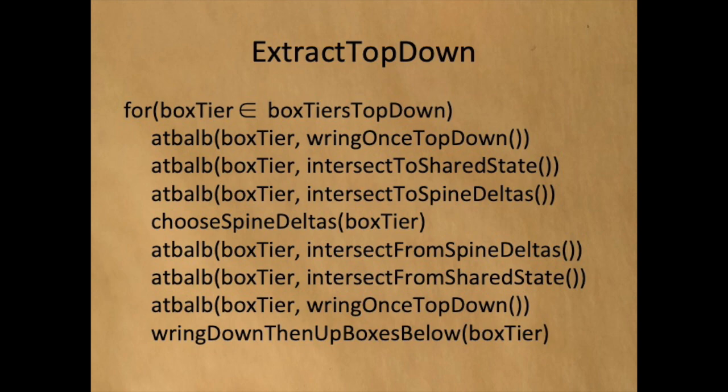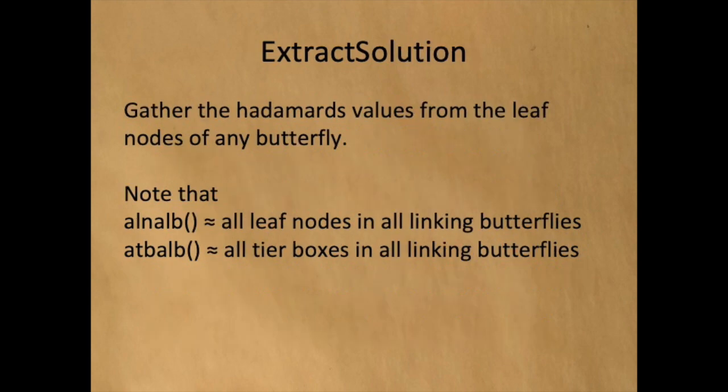Extract top-down is actually very similar. It just goes in a top-down direction. There's only two differences. In the middle, after we have intersected the spine deltas, we choose a spine delta for each box. And finally, after processing each tier, we ring all the butterflies to get rid of extraneous facts that are no longer consistent with the chosen spine deltas. Finally, the extract solution simply picks up whatever Hadamard values are in the leaf nodes of any butterfly. Note that in the above code, the ALN-ALB refers to processing all leaf nodes in all linking butterflies. ATB-ALB refers to processing all tier boxes in all linking butterflies.